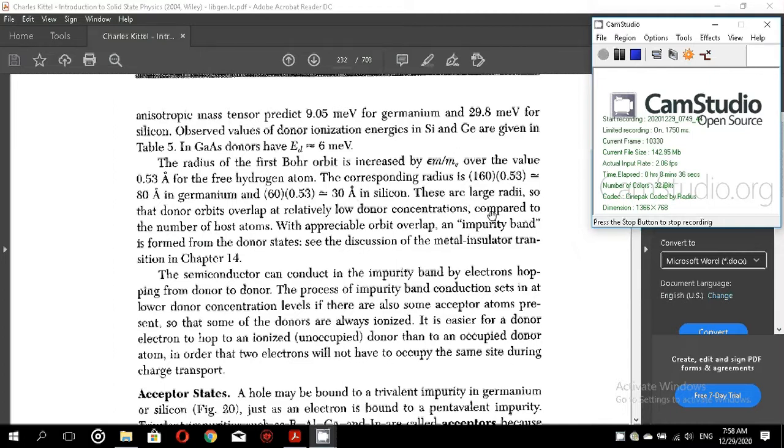These are large radii, so that donor orbits overlap at relatively low donor concentrations compared to the number of host atoms. With appreciable orbit overlap, an impurity band is formed from the donor states. The semiconductor can conduct in the impurity band by electrons hopping from one donor to another donor.